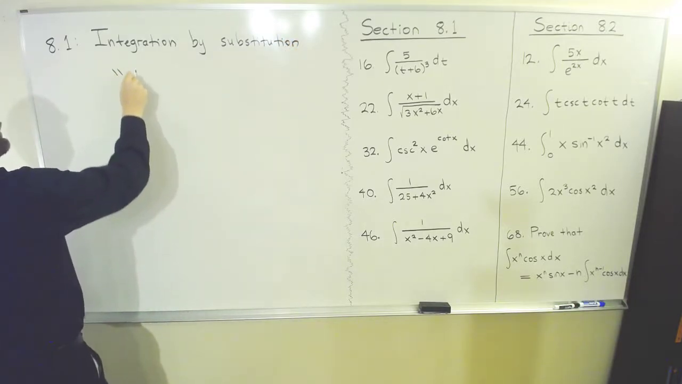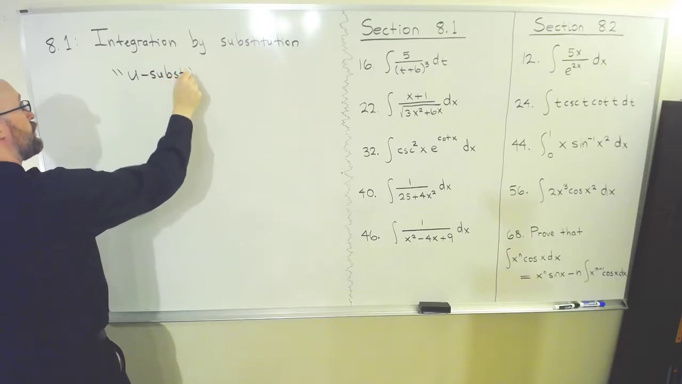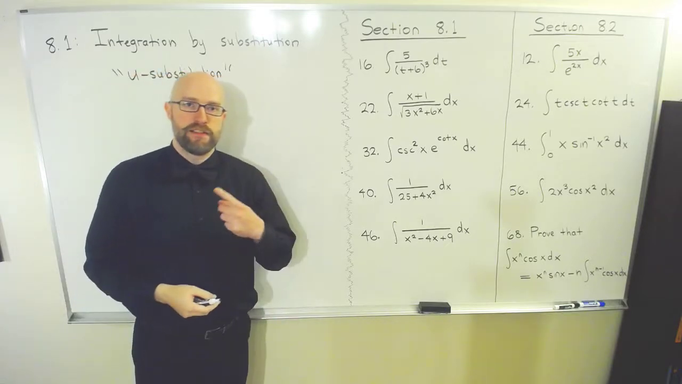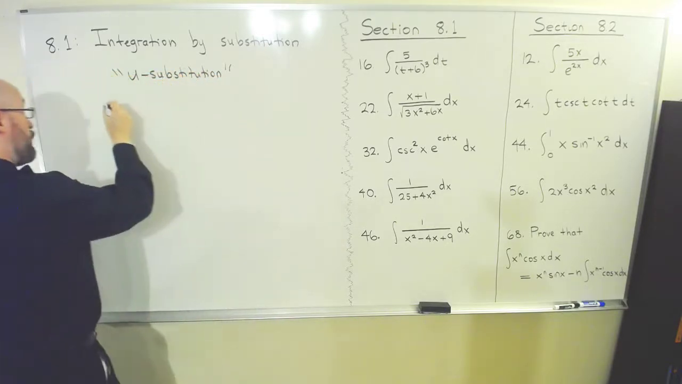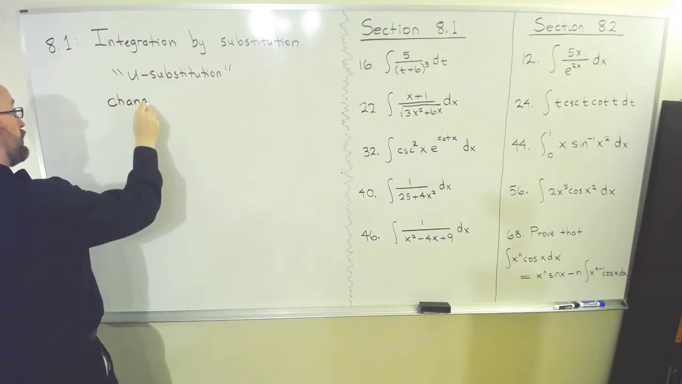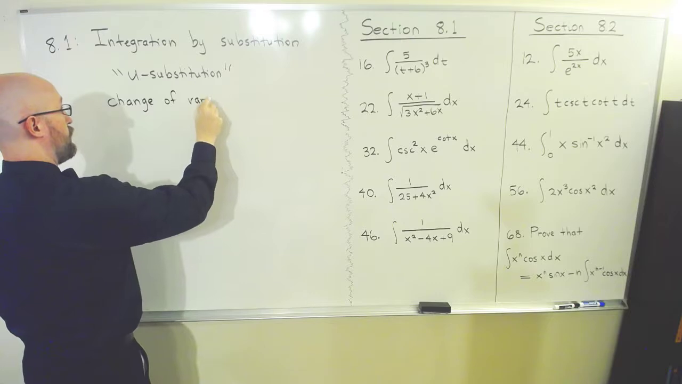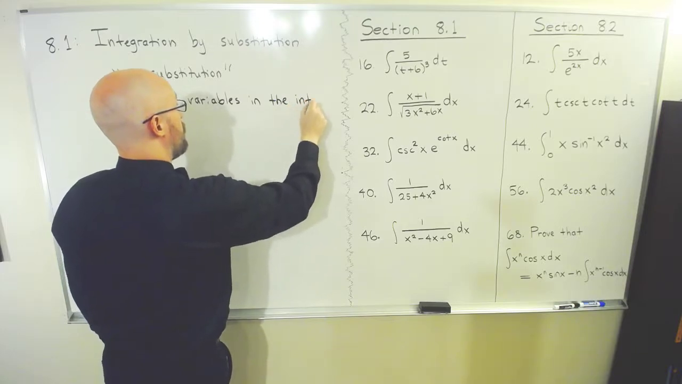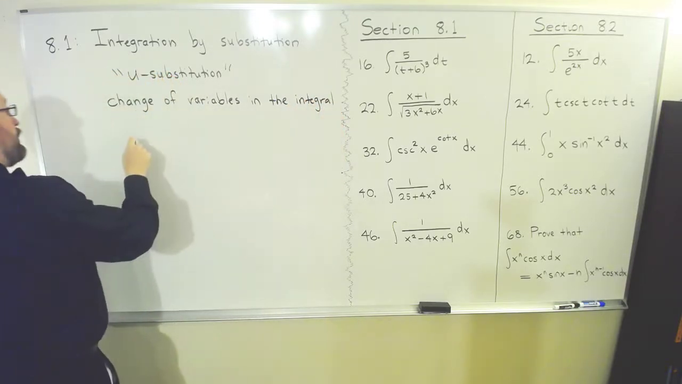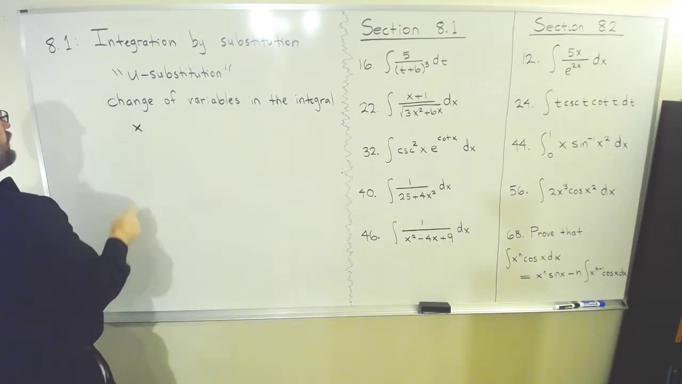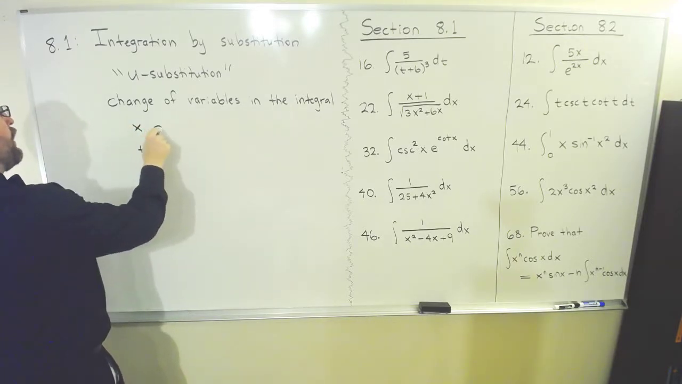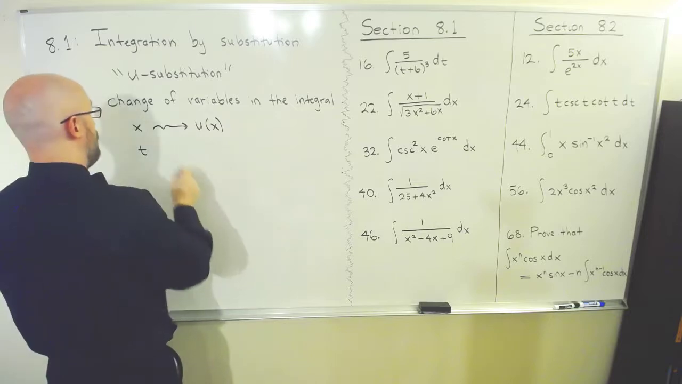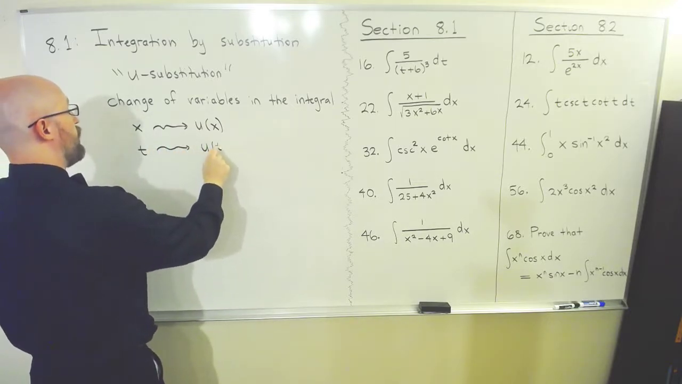Now this is often called u substitution, simply because u is typically the symbol that's used to denote the new variable in the integral. Because what it really is, it's a change of variables in the integral. And you're starting with an old variable, the original variable, which is typically x, or sometimes t, and you're changing to a new variable, which is a function of the old variable, u of x, or maybe of t, depending on what the old variable is.